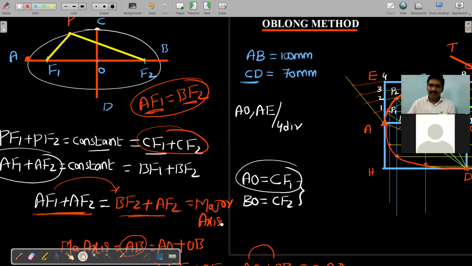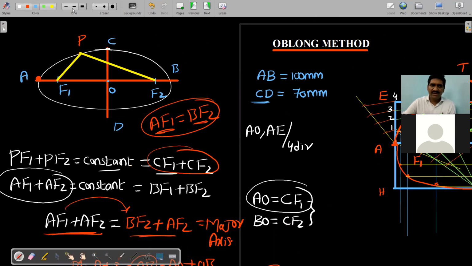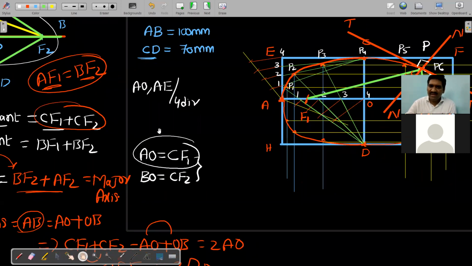Therefore, I can say this CF1 will definitely be equal to this AO. Or we can say CF2 will definitely be equal to this OB. Or we can say DF1 will definitely be equal to this AO. Or we can say this DF2 is equal to this OB. So this is actually the property of the ellipse.